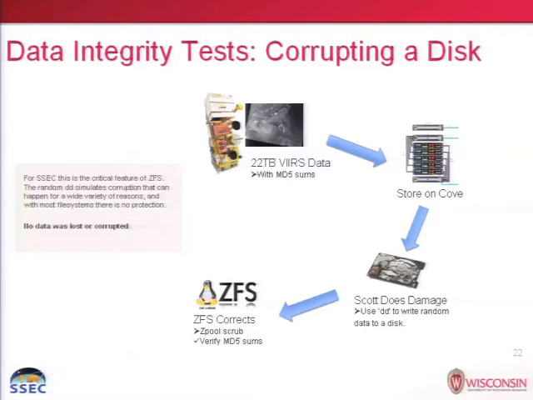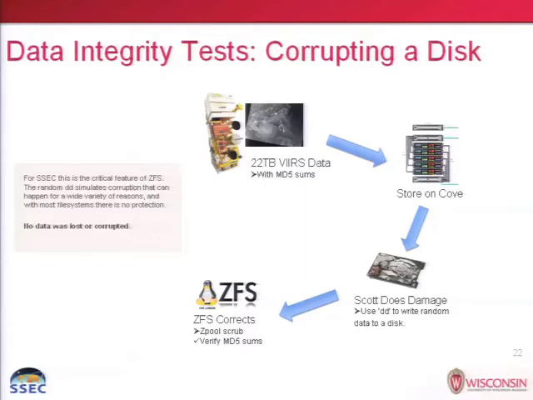For this, we took some satellite data from the VIIRS instrument on the Suomi NPP polar satellite, which is the latest polar orbiting satellite to go up. This produces about 1 terabyte of data a day, which is being stored at our center for a project, and they generate MD5 sums for all of it, so this is very nice for testing our data integrity.